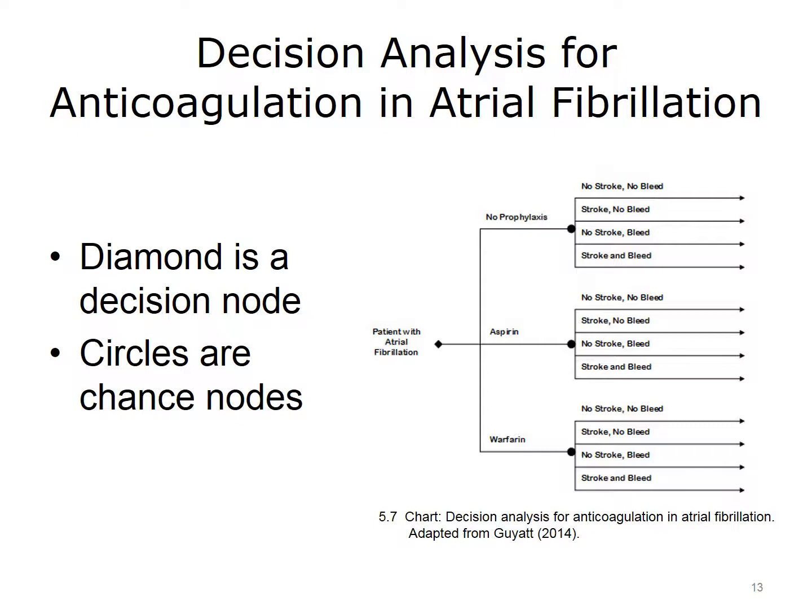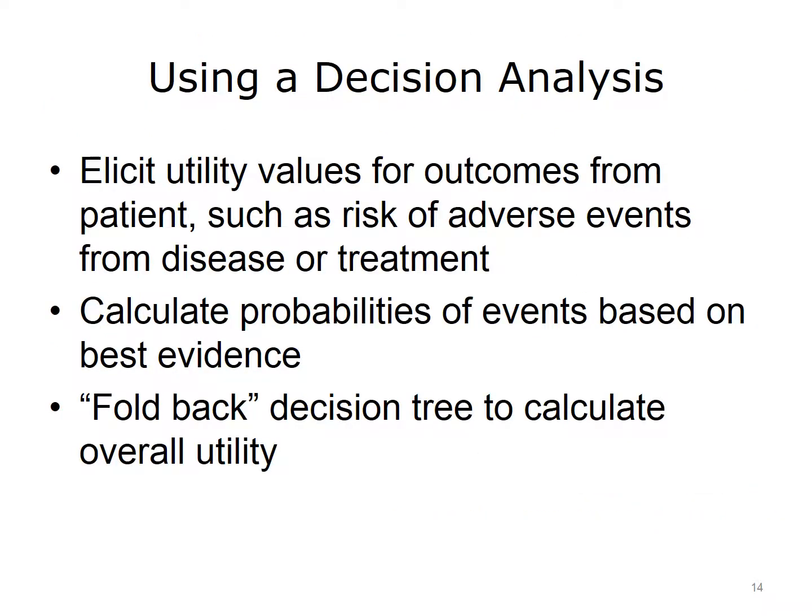The circles are the chance nodes because with each of these treatments, there's a chance of any of those four outcomes. The diamond is the decision node for the decision that we're trying to make. How do we actually use a decision analysis? Essentially, we have to put numerical values on the pathways through the decision tree.